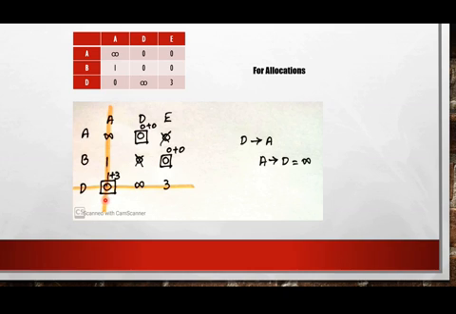Column wise minimum is 1, row wise minimum is 3. For this, column wise minimum is 0, row wise minimum is 0. For this, column wise minimum is 0, row wise minimum is also 0. So out of the penalties, 1 plus 3, that is 4, is the maximum penalty. So you are supposed to pick this. I am traveling from D to A.